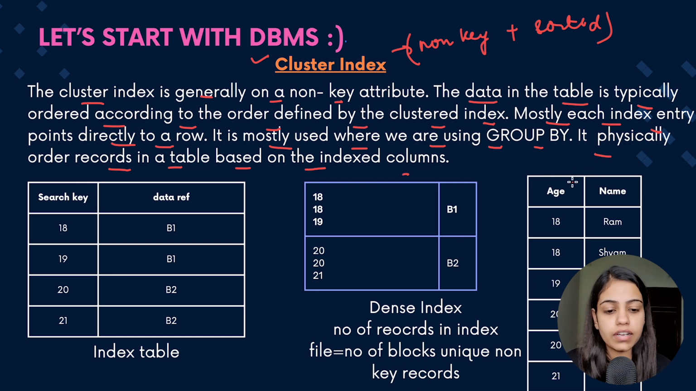So what happens here is, consider this is the column age, which is a non-key attribute, but the data which is present in our age is sorted.